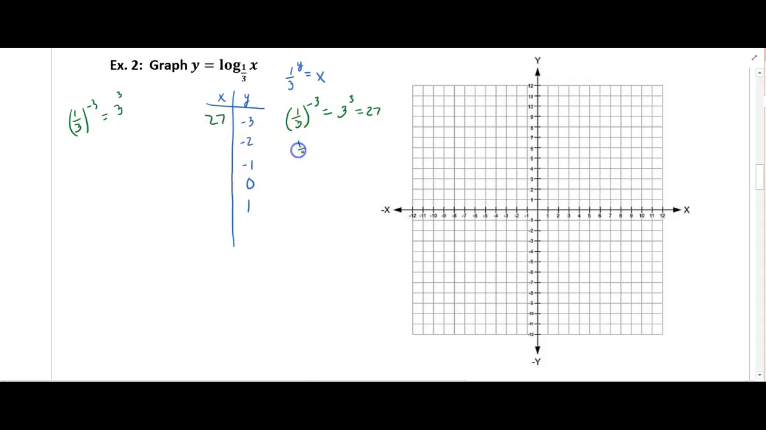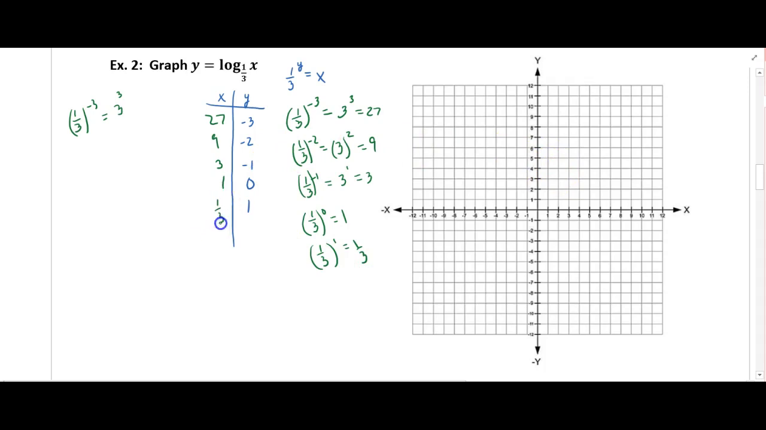The next one, 1/3 to the -2 power, is the same as the reciprocal of 1/3, which is 3. Make the exponent positive, which is 2, and you get 9. 1/3 to the -1 power is 3 to the 1st power, which is 3. 1/3 to the 0 power is 1. And 1/3 to the 1st power is 1/3.